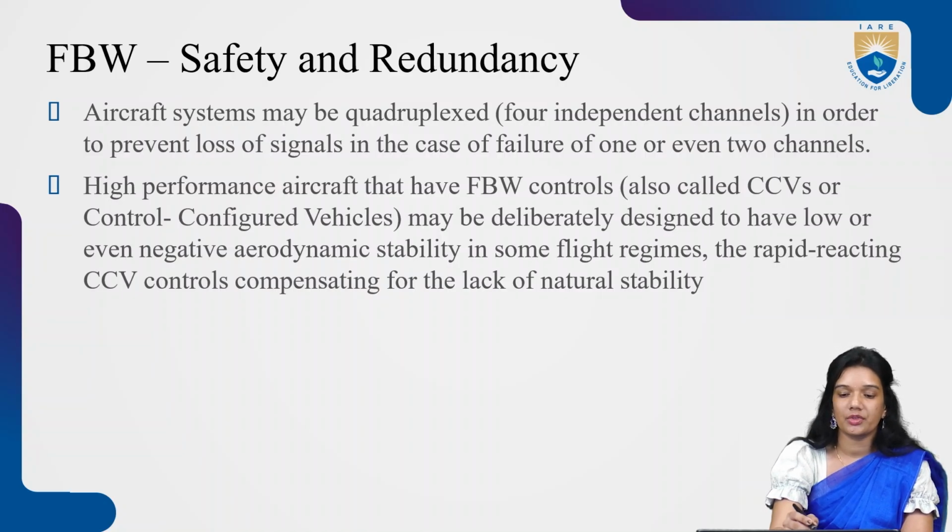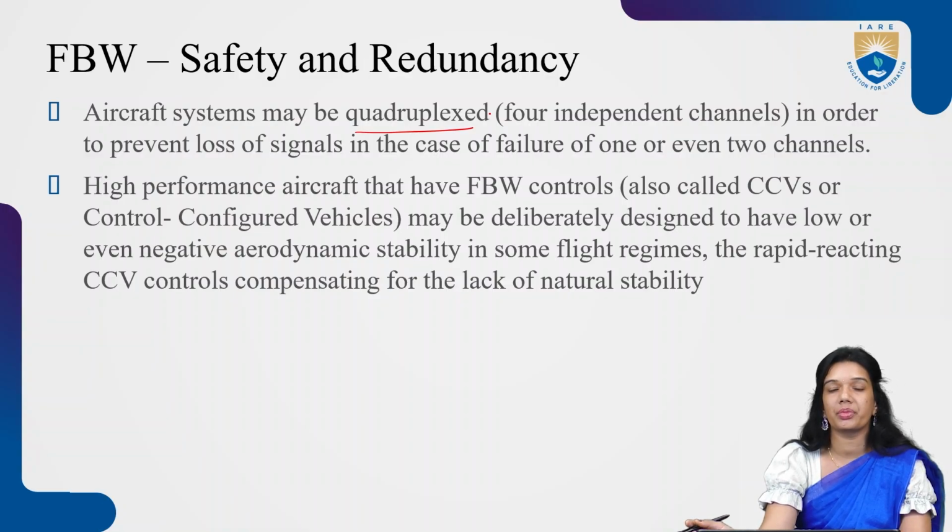So the aircraft systems may be quadruplexed, 4 independent channels, in order to prevent the loss of signals, because we cannot take the risk of failure here, right? And also there could be a risk of failure because the information is completely digital. Anything could happen, right? Even if it is manual, there are chances of failure. But when it is digital, the pilot doesn't know what exactly is going to happen. That is why we have artificial failure units or trim trap units.